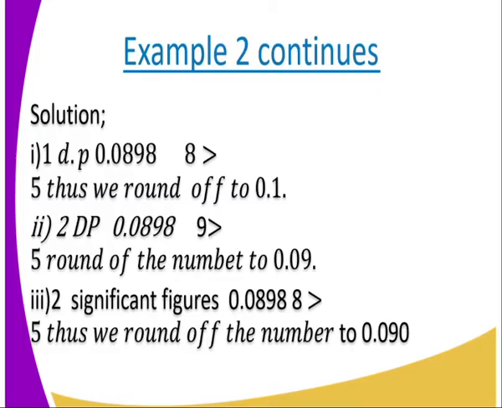Here, for 2 significant figures, we just get 0.089. The reason we go to 9 is because the first 2 zeros are not significant figures. Significant figures start when you find digits from 1 to 9. So my first 2 zeros are not significant figures. So we start counting the significant figures from 8. So 8, 9, then the next lower value is 8, which is greater than 5. So in that case, we round up. So we get 0.090.